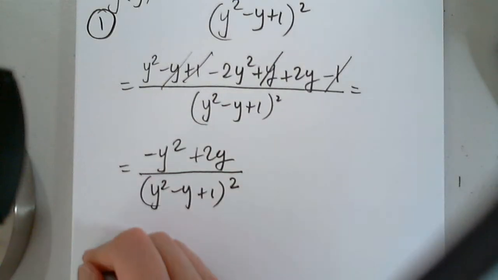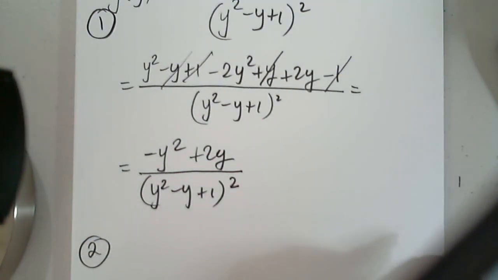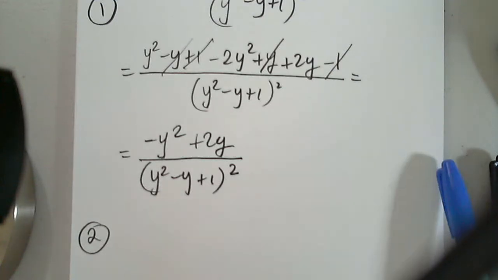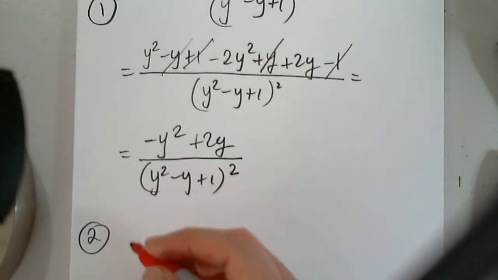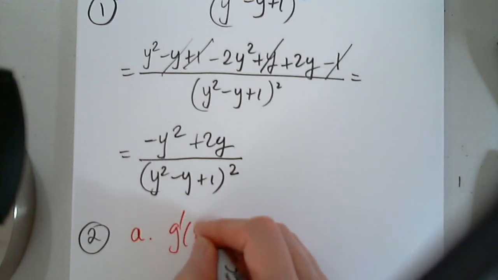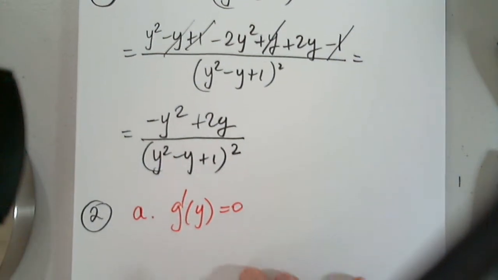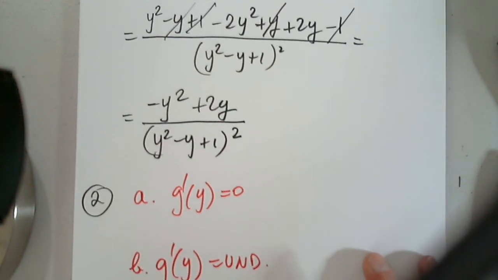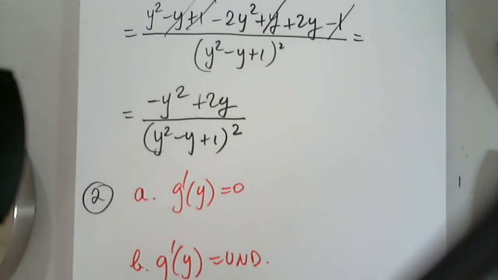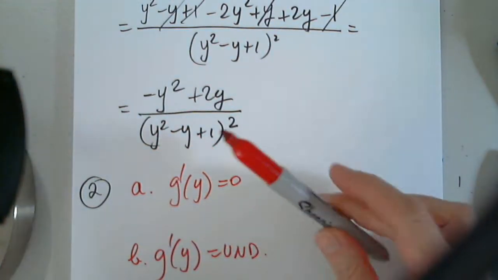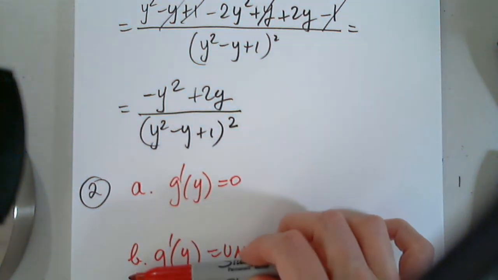Can anyone explain what we need to do in step 2? Set it equal to 0? Yes. So in step 2, part A, I have g prime of y set equal to 0. And in part B, I have to analyze g prime of y being undefined, if that's the case. But I have to look at both possible sources. For any function, I have to analyze both possible sources.